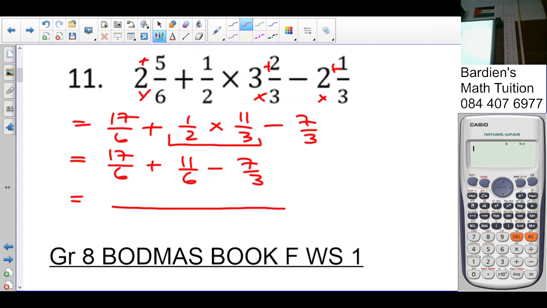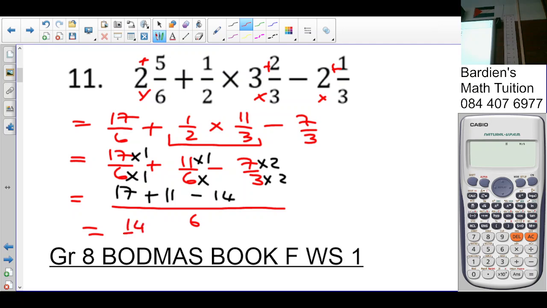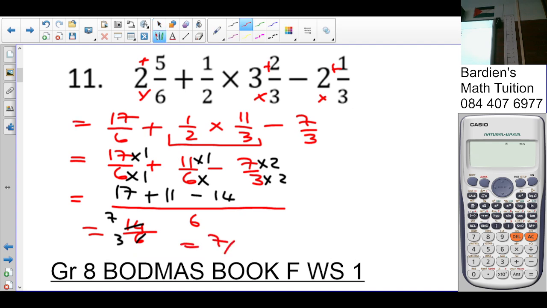People, what's the LCM here? Multiply this by 1. So it's 17. Multiplied by 1, it's 11. Multiplied by 2, which is 14. So 17 plus 11 minus 14 is 14 over 6. Is that correct? Okay. So can anything cancel there? 2 goes into 14 7 times. 2 goes into 6 3 times. So the answer is 7 over 3. Any confusion there? Nice.